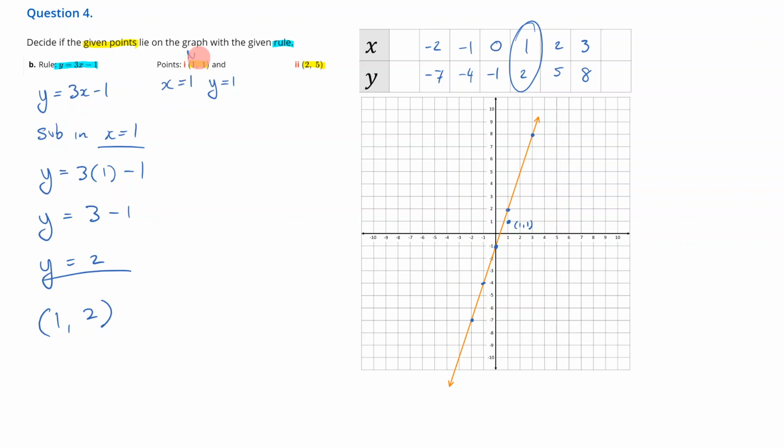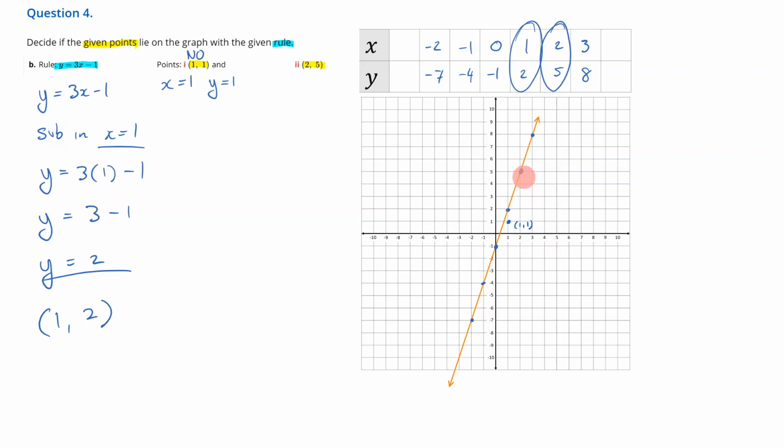So this is not true. No, it's not on the line. We can see that graphically. And you can also prove it with the maths. By subbing x equals 1 in, we get 2 out. It's not on the line. What about 2, 5? Well, we can look at our table of values right here and say, look, there's 2, 5 right there. So it's obviously on the line. And sure enough, if I come here, 2, 5, there it is right there.